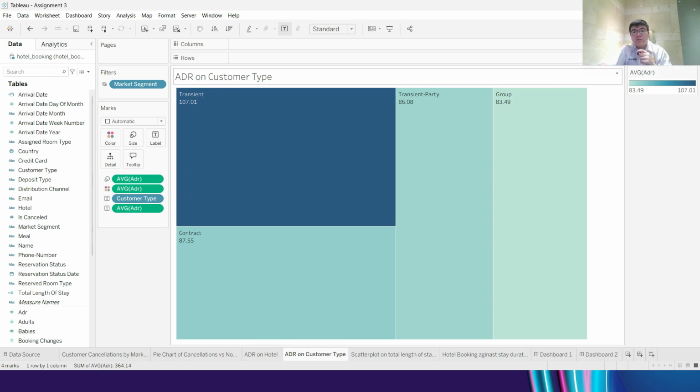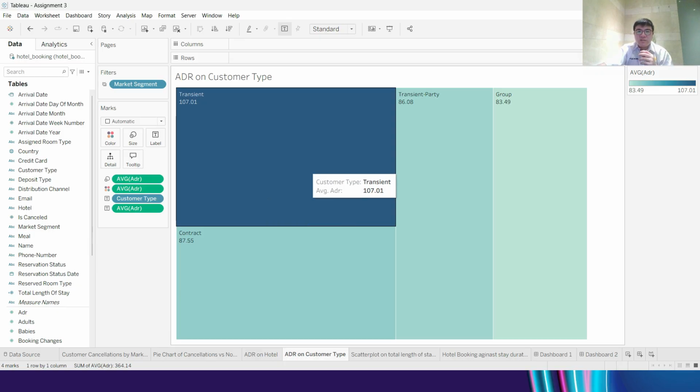This is a tree map which is done on the ADR of the customer type. The most prevalent one, the darkest one based on the variation of color, is the transient group, which is a solo traveler, which pays roughly around $107 per day to the hotel.